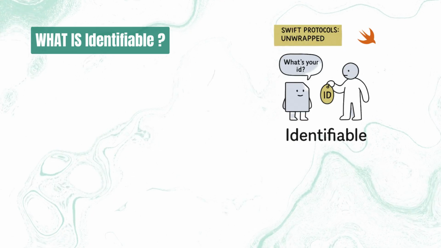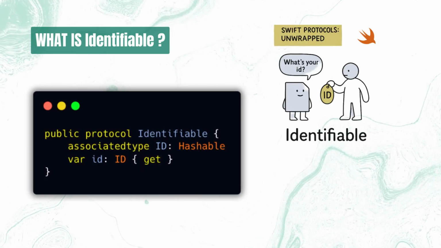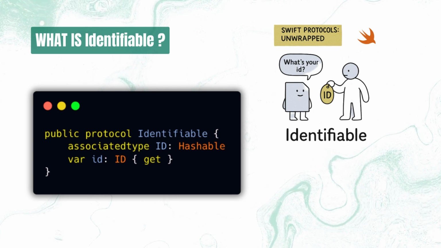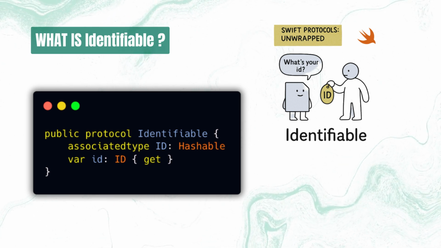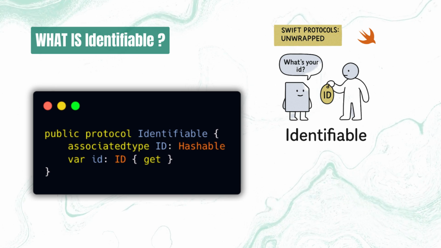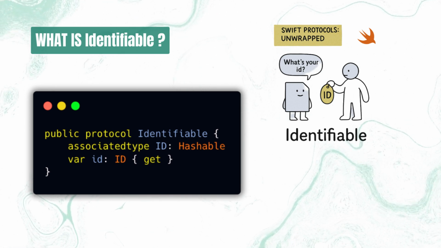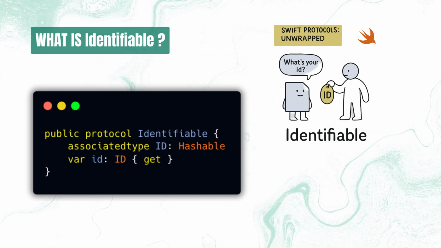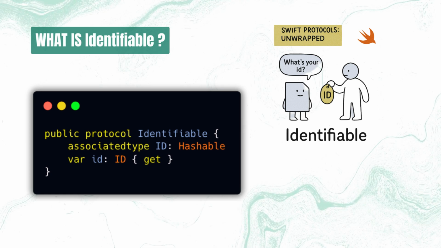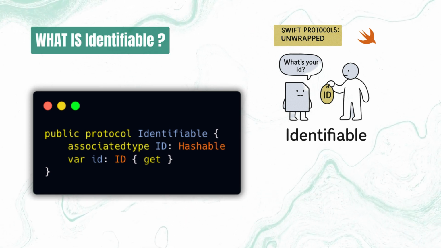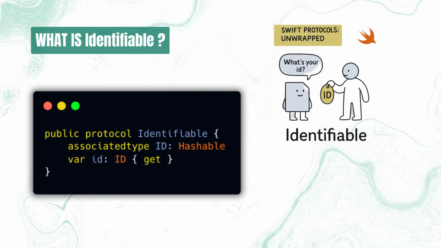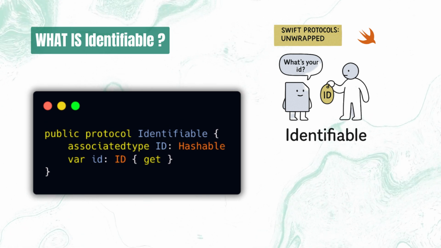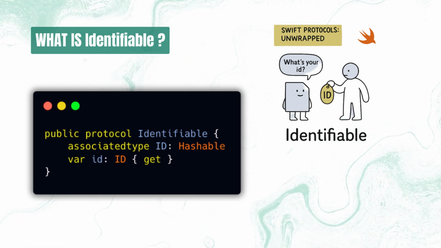What is Identifiable? Identifiable is one of Swift's newer and most useful protocols that fundamentally changes how we work with collections. Introduced in Swift 5.1, it has a remarkably simple definition. All it requires is a single property called ID that uniquely identifies each instance. Don't let this simplicity fool you, though. This small protocol enables some amazing functionality in SwiftUI and beyond.